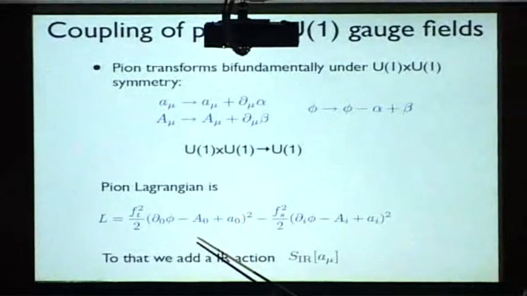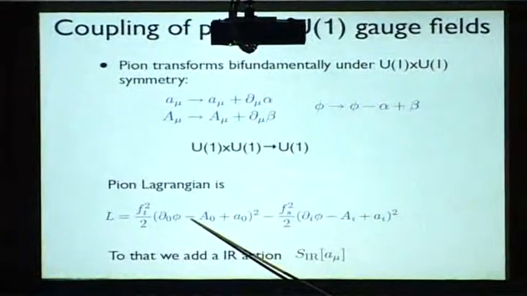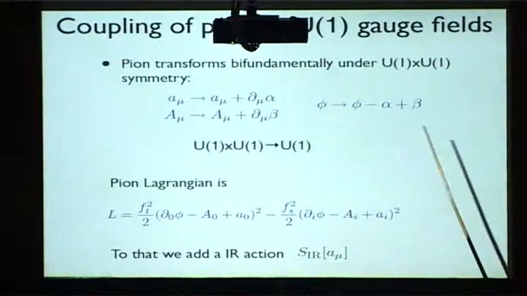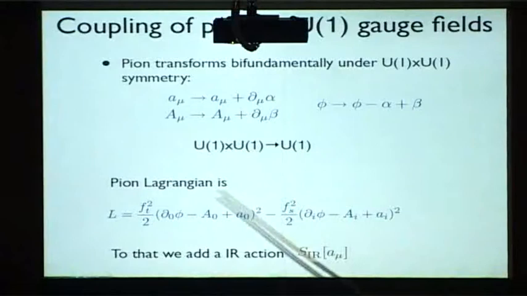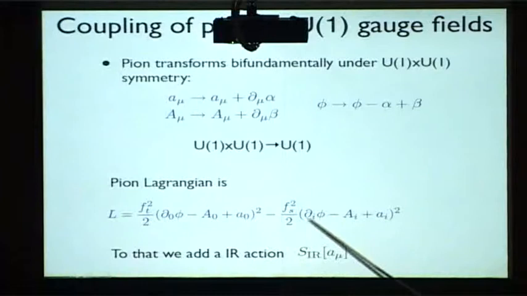It should have d naught phi and di phi squared terms, because the black hole breaks Lorentz invariance. In principle, the two coefficients in front of these two terms can be different. The decay constant of the pions can be different in the time-like direction and in the space-like direction, and the coupling of the pion to the external gauge field is completely fixed by the symmetry.